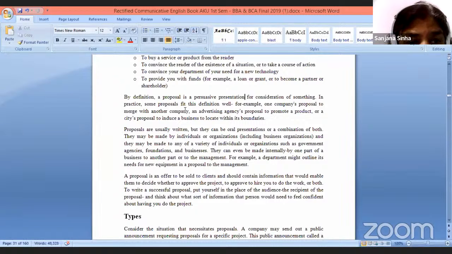In practice, some proposals fit this definition well. For example, one company's proposal to merge with another company, an advertising agency's proposal to promote product, or a city's proposal to induce a business to locate within its boundaries. तो ये सारे के सारे एक proposals हो सकते हैं. एक कंपनी का दूसरे कंपनी से मर्ज करना, सिक कंपनी है तो मर्ज करना, an advertising agency to promote the product, or a city's proposal to induce a business to locate within its boundaries. किसी सिटी में किसी बिजनेस को प्रपोज करना.